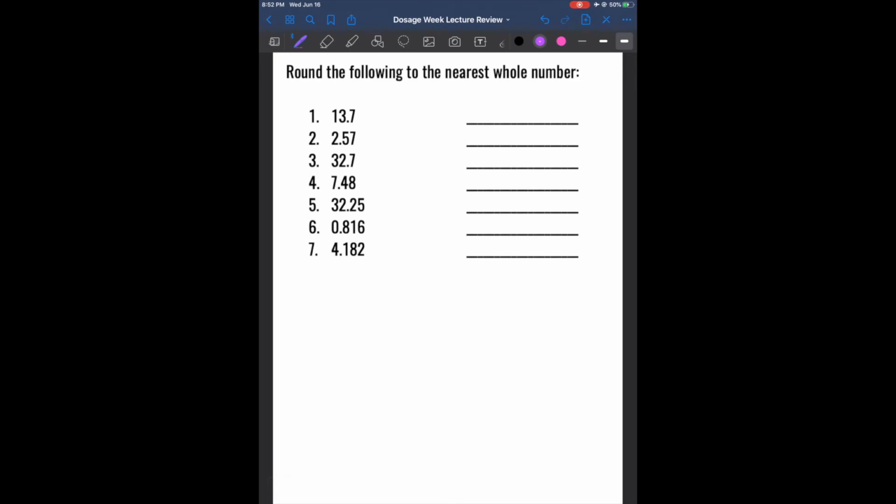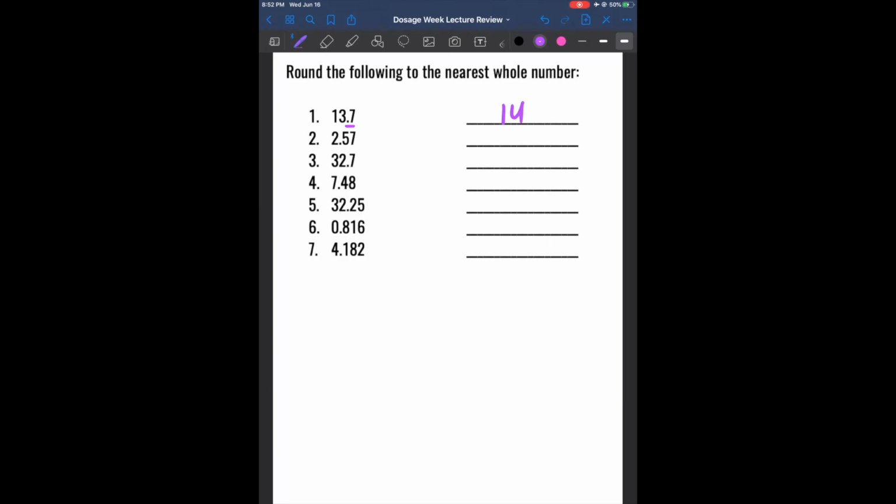And then last practice from the sheet from earlier today that we did in class. Remember, we're wanting to round to the whole number, which is your number before the decimal. So we're basing our rounding on the number behind the decimal. So 13.7, 7's higher than 5, so we want to plus 1 our first number, and it would become 14.